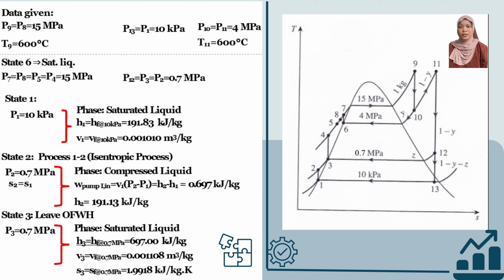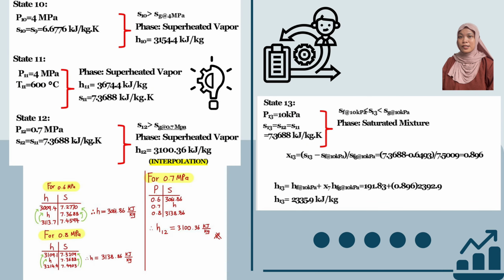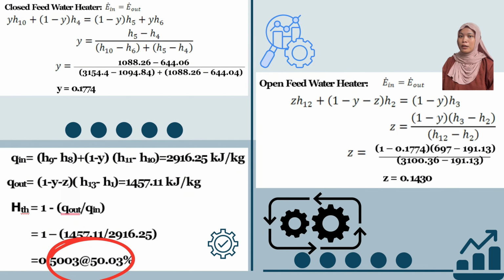Here is the data given. We know the cycle operates at the following pressures. The temperature at states 9 and 11 is equal to 600 Celsius. At state 6, the water is in saturated liquid phase at 15 megapascal. From this point, we can continue analyzing states 1 to 13 in the cycle. For each step, we use the provided pressures to look up enthalpy, entropy, and specific volume in the steam tables. But at state 12, we need double interpolation to get the value of enthalpy.